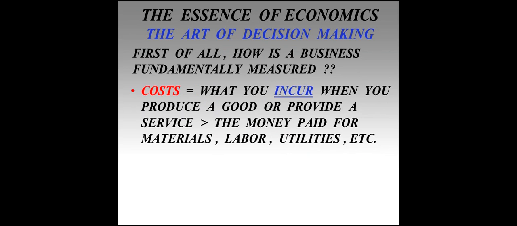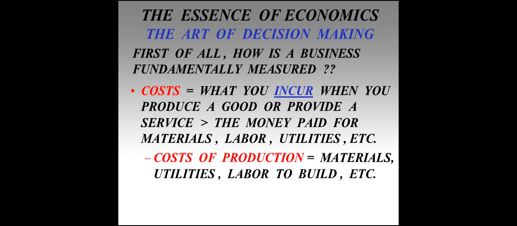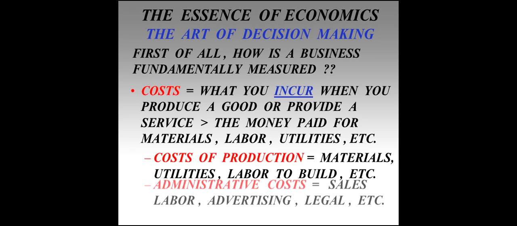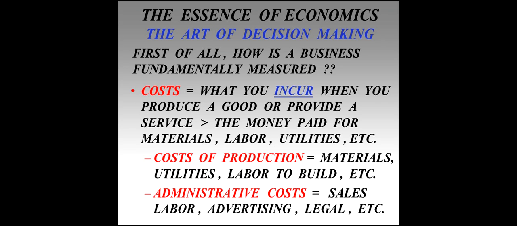Now, costs are looked at in a number of different ways when we measure businesses, but for our purposes here in this chapter, we're just going to categorize costs in two ways. First is the cost of production, meaning the cost that you incur to either build your product or provide the service. In other words, those materials, utilities, labor, tools, and the like. The other type of cost that we're going to look at here are administrative costs.